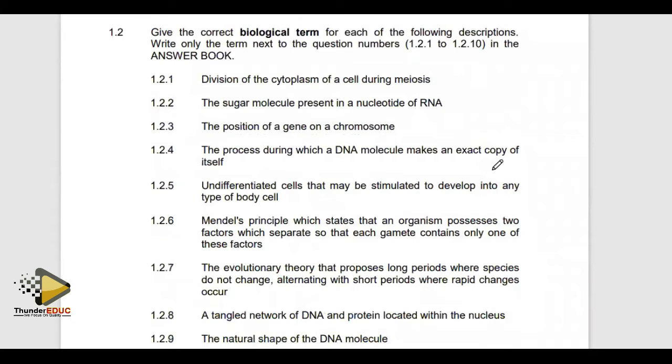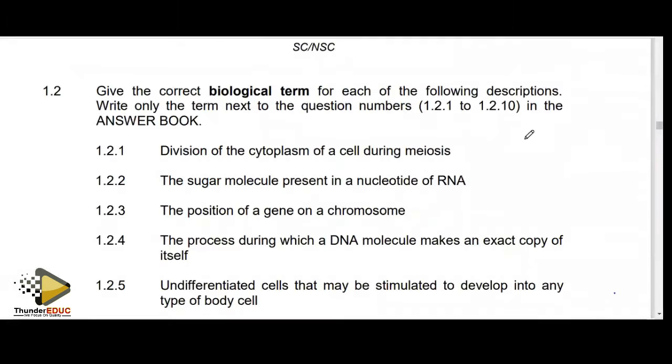So now we're going to go to question 1.2, which is related to terminologies, the biological terms. Here it says the division of the cytoplasm. We are supposed to get these answers from our booklet. As we said, it is distinction material, so we need to find out every question in this paper. Where are we going to find the answer? The division of the cytoplasm is called cytokinesis. So how do we know this?